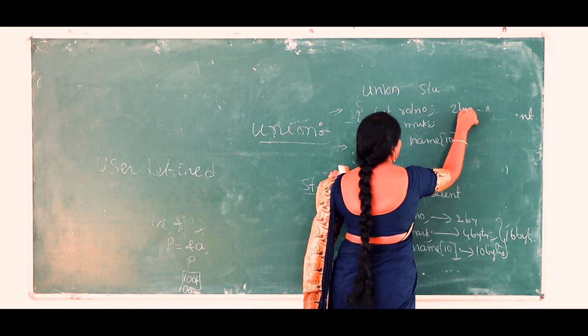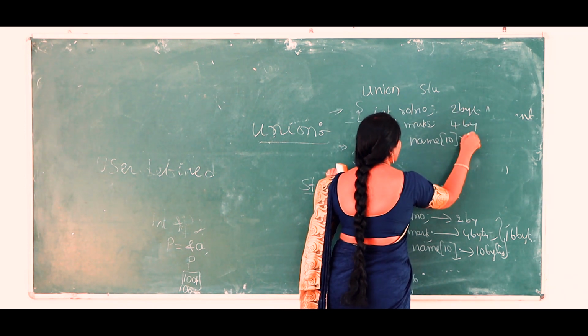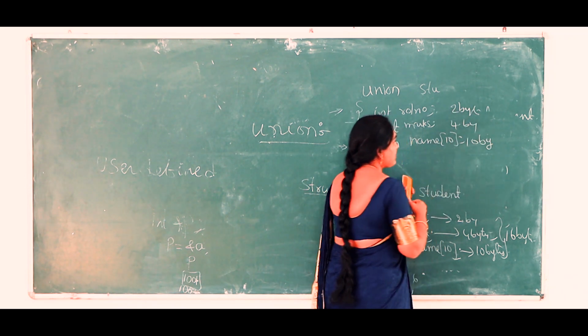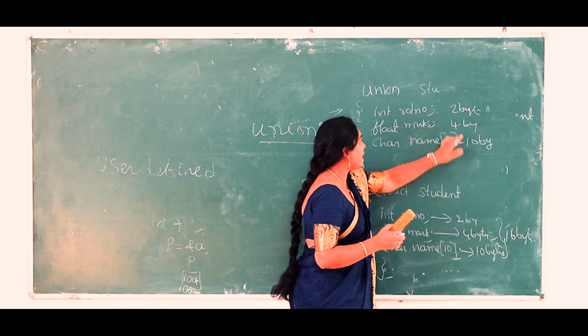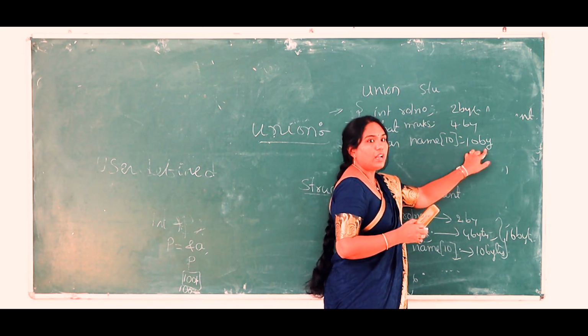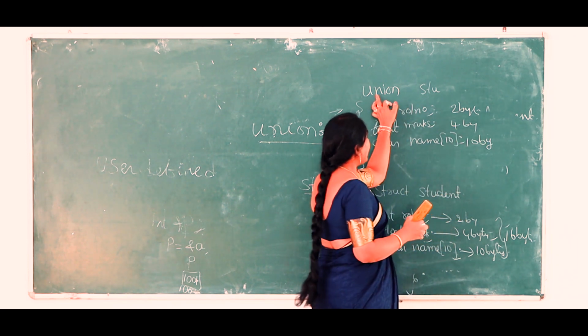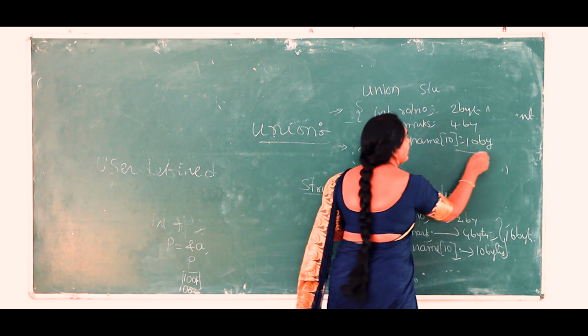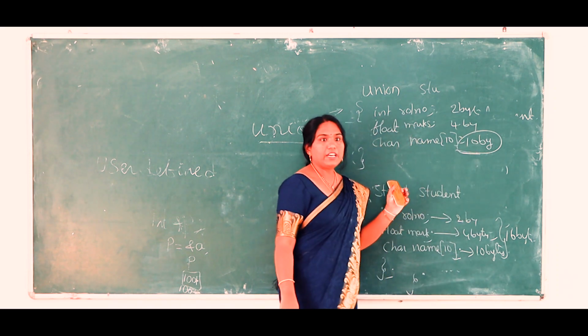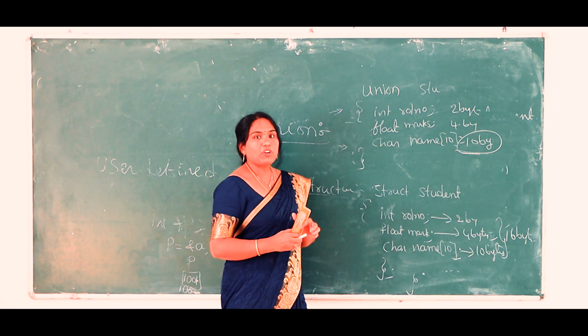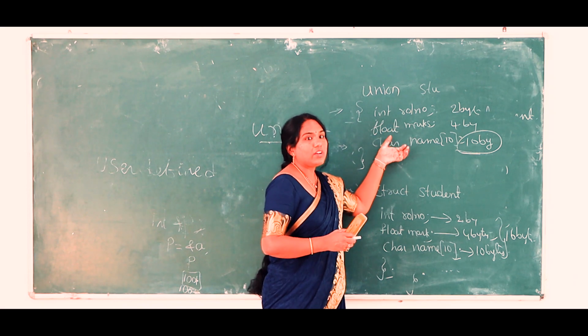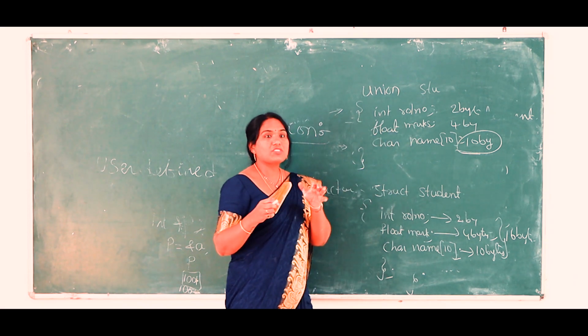This is 2 bytes of memory. It is 4 bytes of memory. It is 10 bytes of memory. Which one takes the largest memory? The character takes the largest memory, 10 bytes. Now, this union allocates the memory only for 10 bytes. Only for 10 bytes. Why? Because which one is the largest? Because of that, it is called the union.